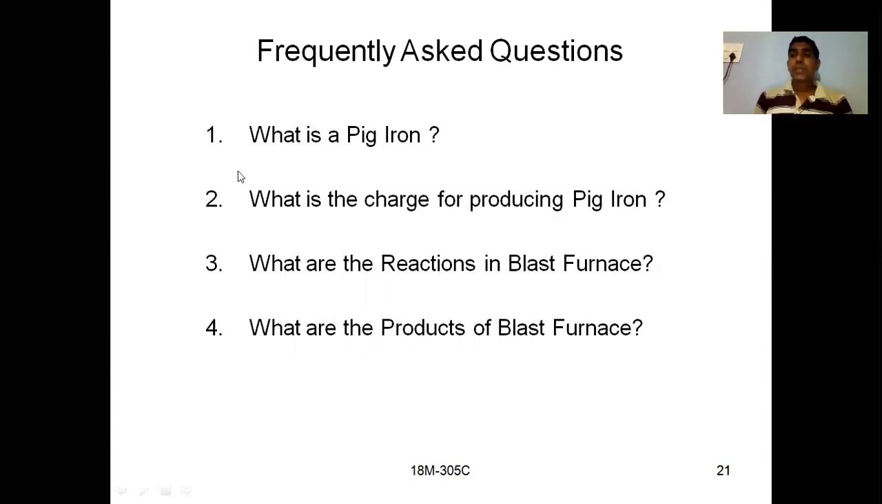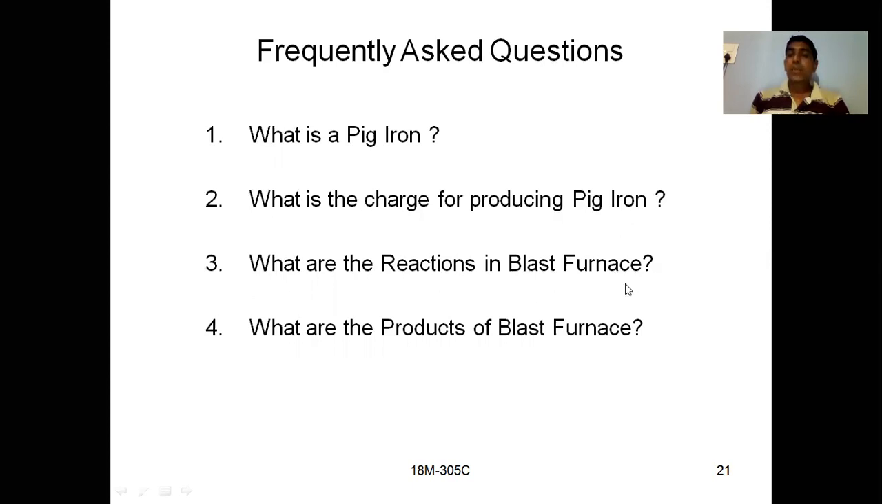What is pig iron? You are able to answer. So how are we going to get the pig iron? When the iron ore is reduced in a blast furnace, you are going to get pig iron. So whatever product you get in the blast furnace by reduction of iron ore is called pig iron. And what is the charge for producing pig iron? Iron ore, coke and limestone. That is the charge for producing pig iron from the blast furnace.